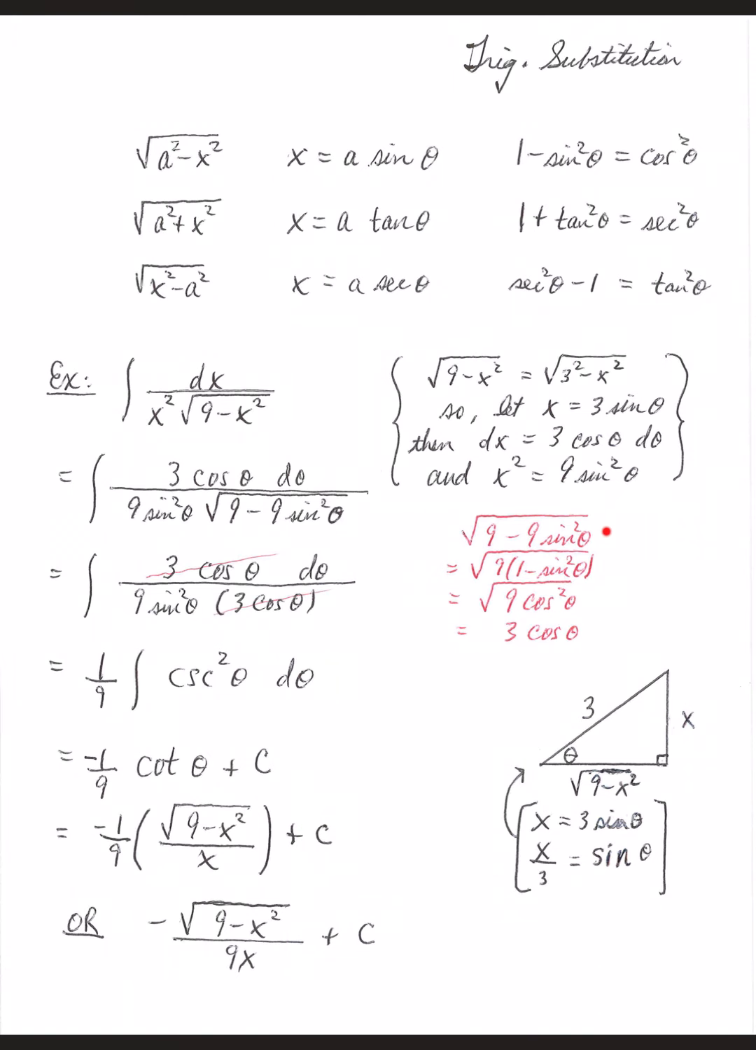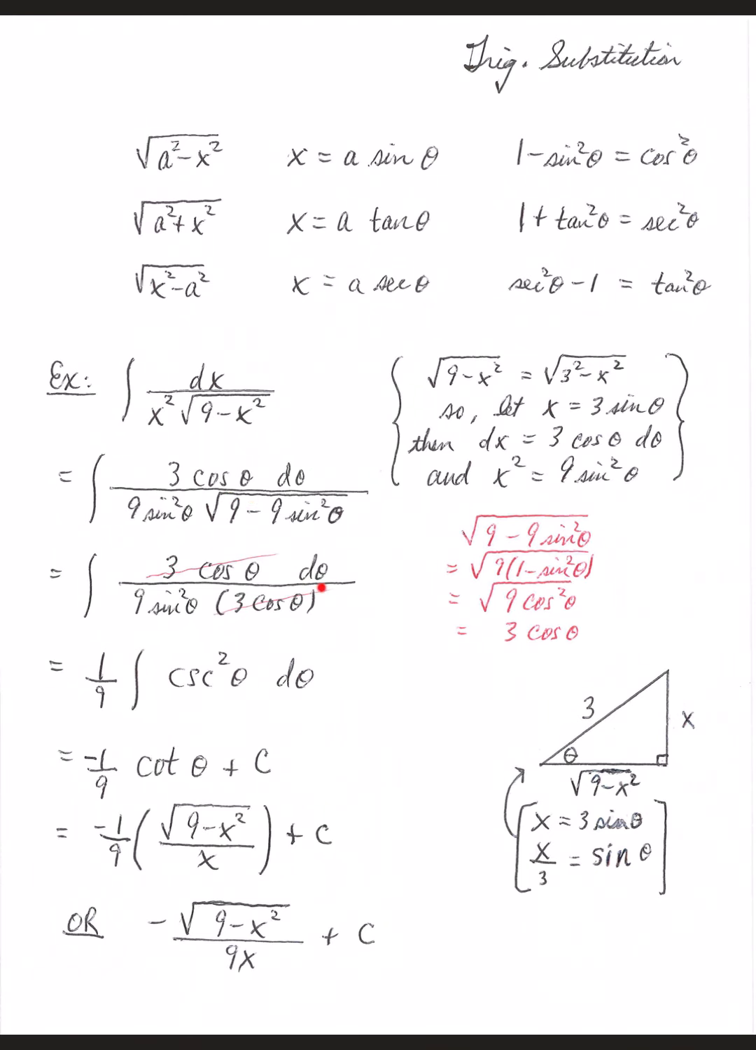I copied it here. Factor out a 9. That leaves you 1 minus sine squared theta. Here's where that substitution comes in from your Pythagorean identity. We're going to replace 1 minus sine squared theta with cosine squared theta. And then the square root of 9 cosine squared theta is 3 cosine theta. The 3 cosine theta in the numerator, and then once this radical is reduced to 3 cosine theta, you get a nice cancellation.